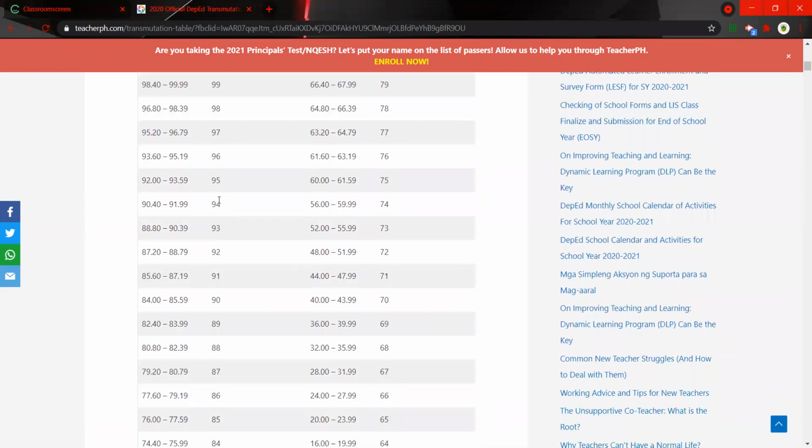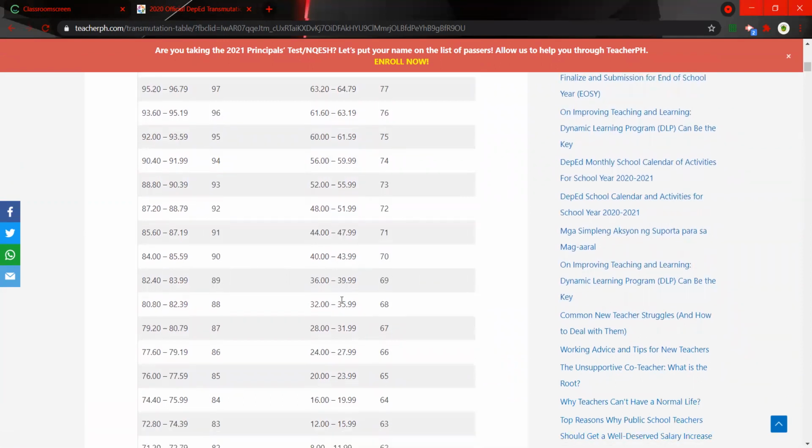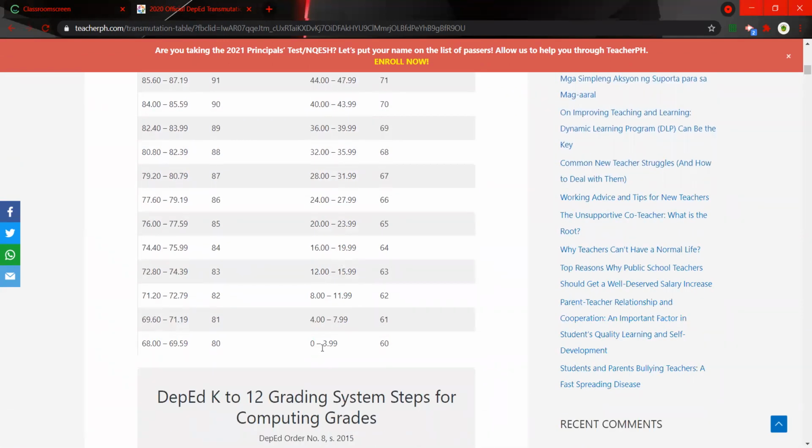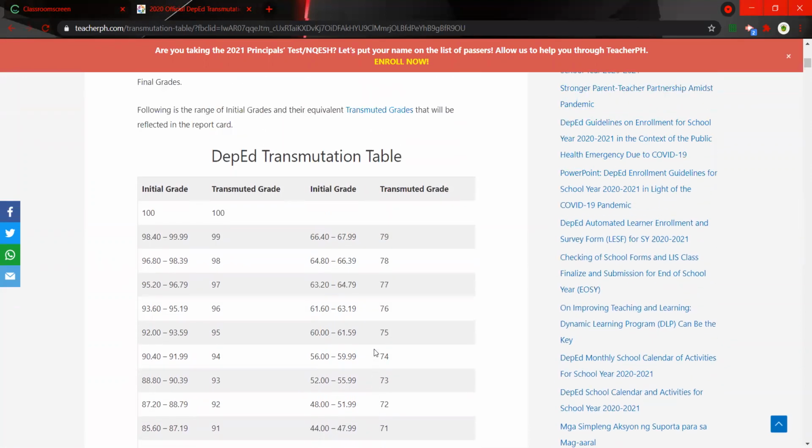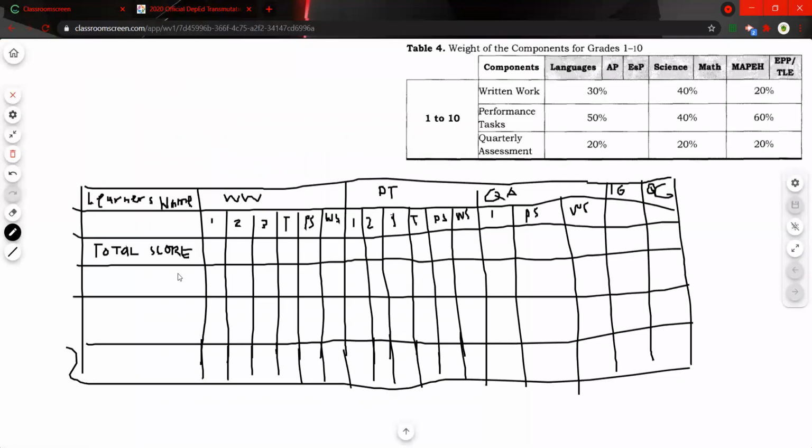Then, if the student got 0 to 3.99 as the initial grade, of course that is a fail, which is 60. So here is the transmutation table that DepEd currently uses. After we create the grade, I will send you this link so that you have a guide for the transmutation table. Now let's proceed to how to calculate our grade.